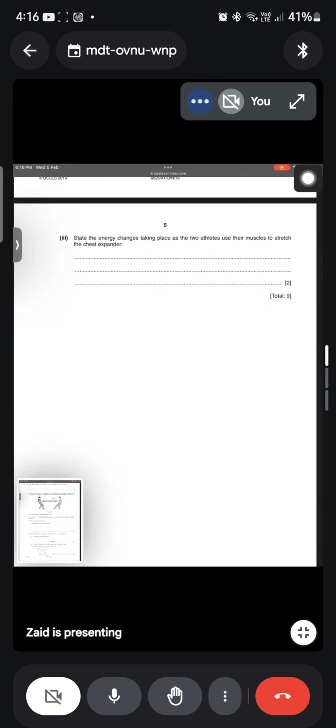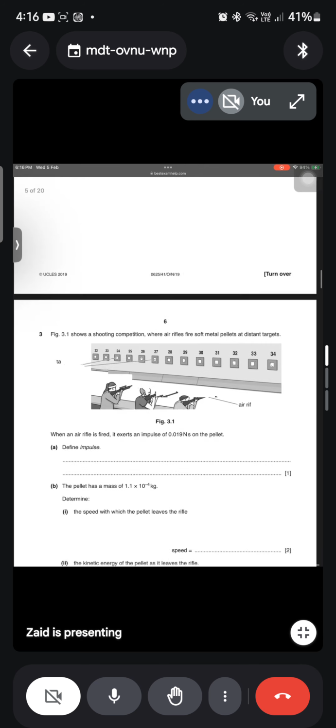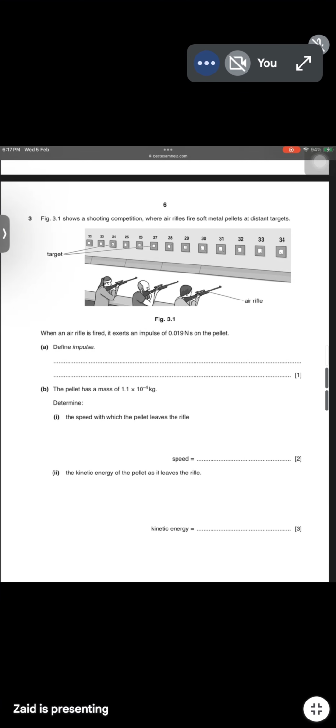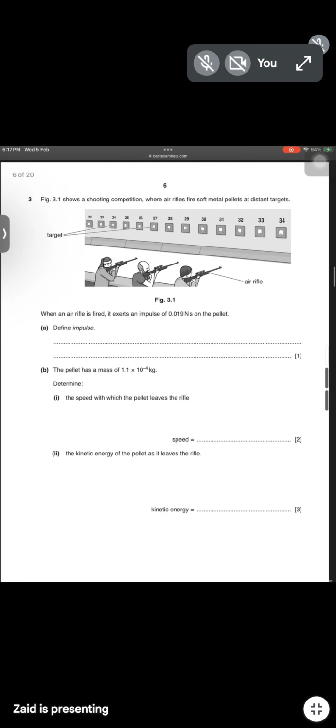State the energy changes as the athlete uses muscles to stretch the chest expander. Chemical energy into elastic potential energy. That's it. Whenever there's a human activity, it's chemical energy, like your muscles. Next one.